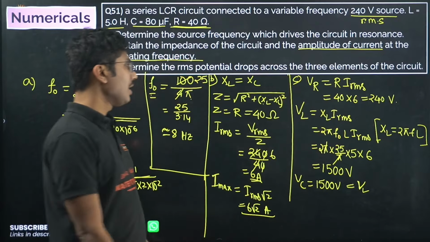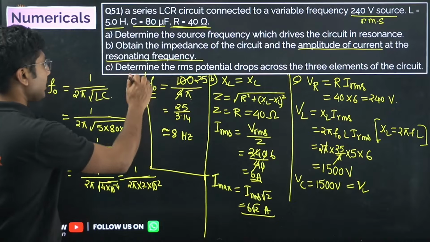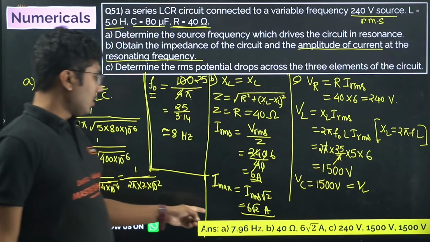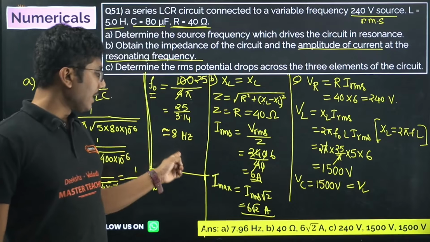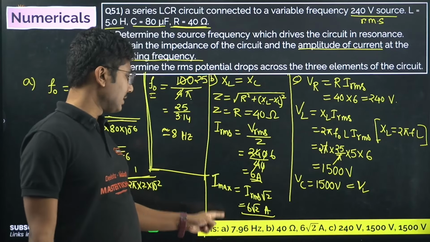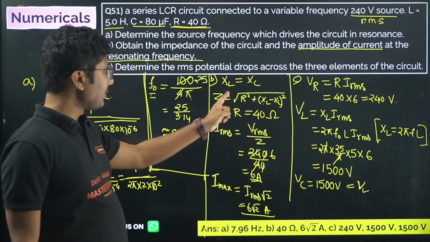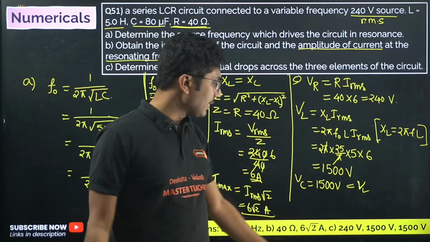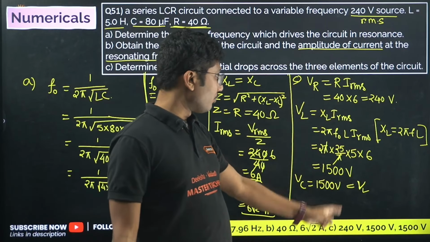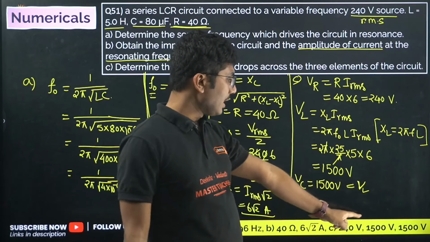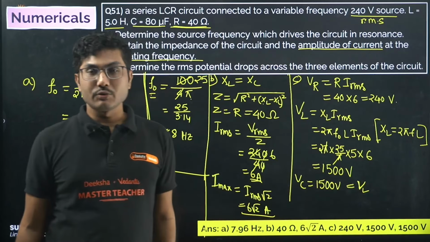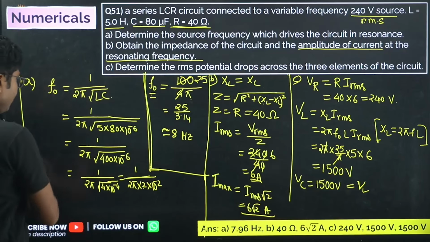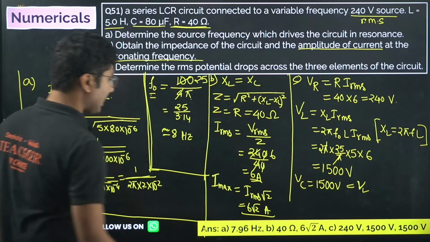Slightly longer question, but longer questions are common in your pre-board exam. Okay. So as I mentioned, it is not exactly 8 Hz, it is 7.96 Hz. 40 ohm is the impedance, we have already figured that out. Maximum current is 6 root 2 ampere, the voltage across the resistance is 240, and the voltages across the other two components are 1500 volt. Okay, clear? If you have any more doubts, please mention that in the comments.